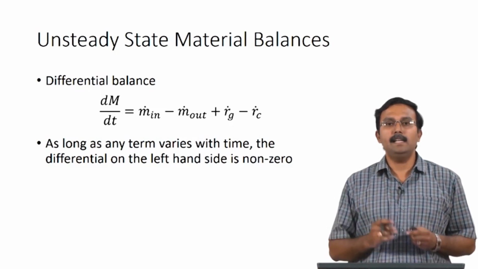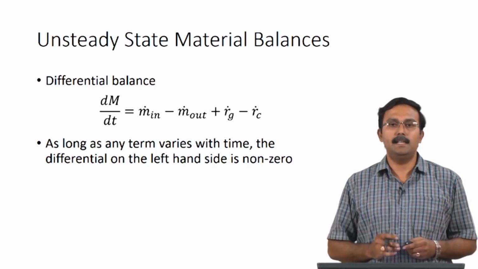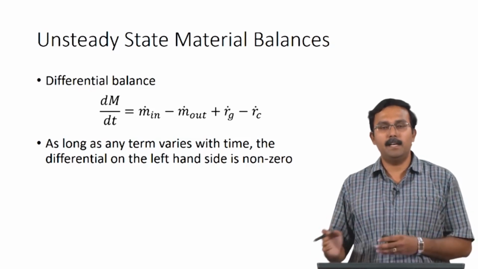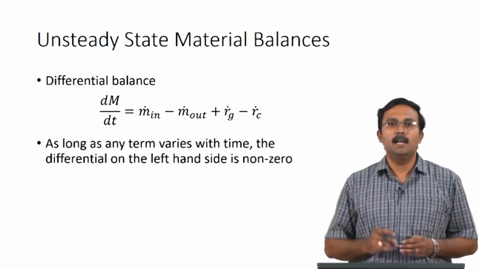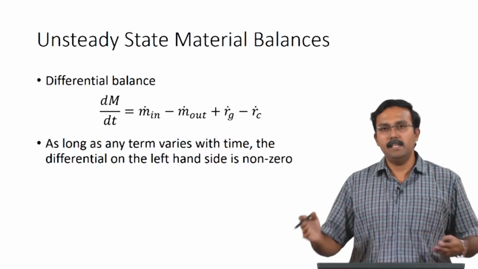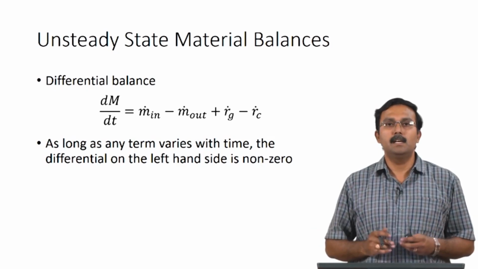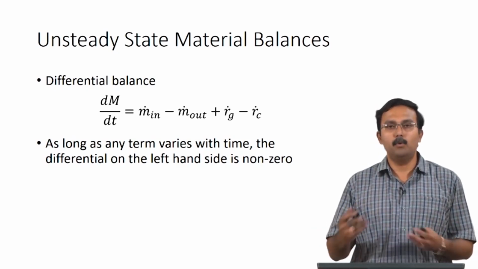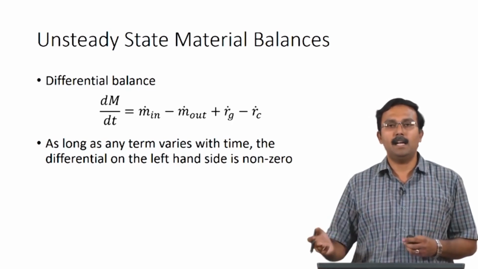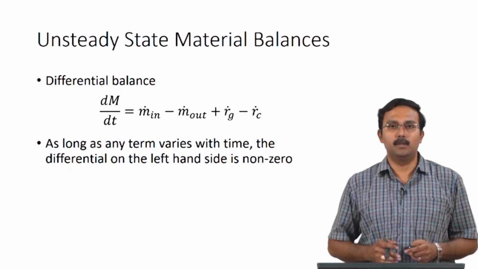As long as any of the terms varies with time, the differential on the left hand side, which is dm by dt, is non-zero. So, if all of them are independent of time, then your accumulation will go to 0 and it becomes a steady state process. For unsteady state processes, one of these 4 components which you see on the right hand side, input, output, generation or consumption, is actually dependent on time. There could be more which are dependent on time as well, but at least one has to be. If that happens, then the process is unsteady state and dm by dt cannot go to 0.